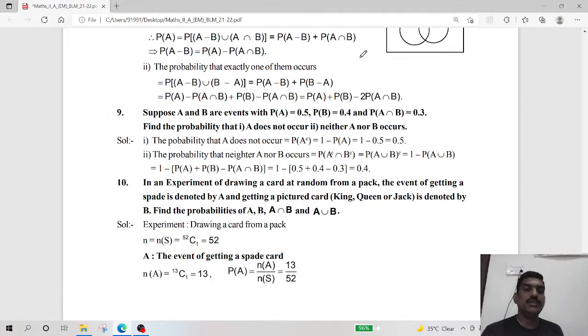Question number 9. Suppose A and B are events with P of A, P of B and P of A intersection B given. Find the probability that A does not occur, and that neither A nor B occurs. In the above we have seen the formulas. A does not occur: A complement, 1 minus P of A.